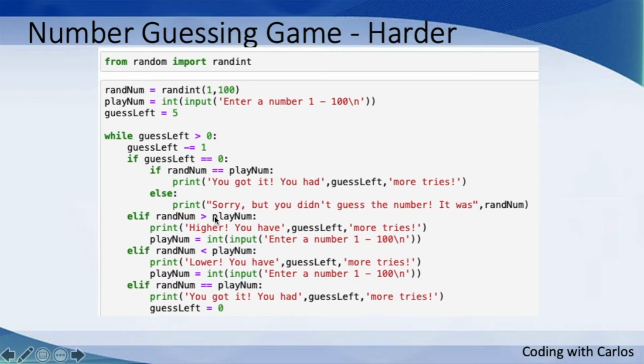And then of course we need to put the 1 in as well if they get it right. You got it, you had this many more tries left, set the number of guesses to 0. This way if they do get it, it sets it to 0 and they don't keep trying to guess a number that they already know.